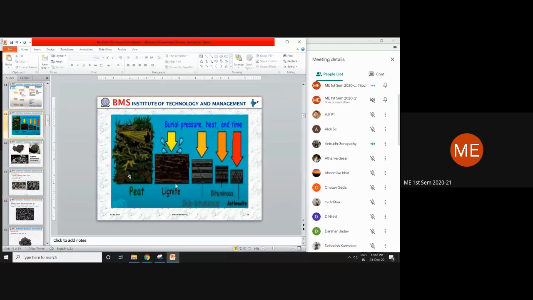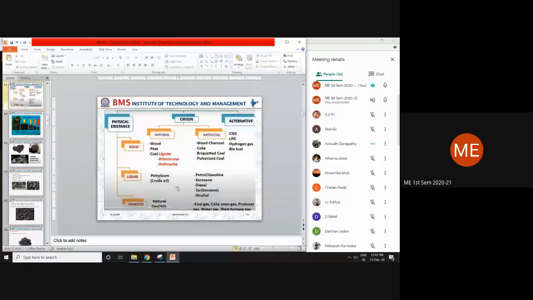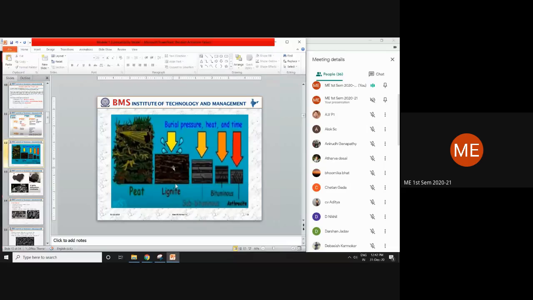See, these are all the wood. As I told, I'll not discuss much because you might have seen what will happen if I burn the wood. Anybody know about how the peat is formed, how the lignite is formed, bituminous is formed, anthracite coal is formed? Any idea?